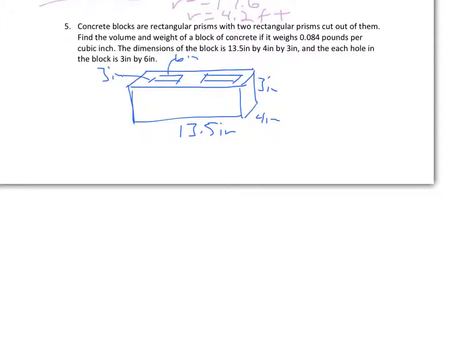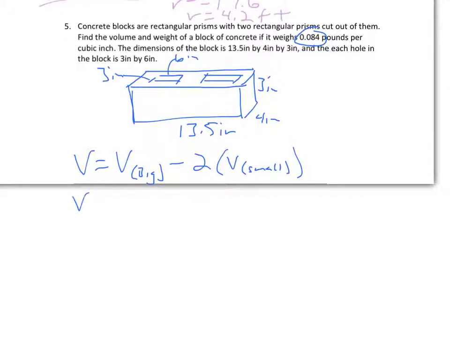All right, what we want to do is find the volume of the block, and then we'll use this value right here to help us find the actual weight of the block. So the volume of this thing, we've got V equals the volume of the whole thing, minus 2 times the volume of the small one. Because we've got the whole volume, and then we're going to subtract off these 2 holes. That's where that comes from.